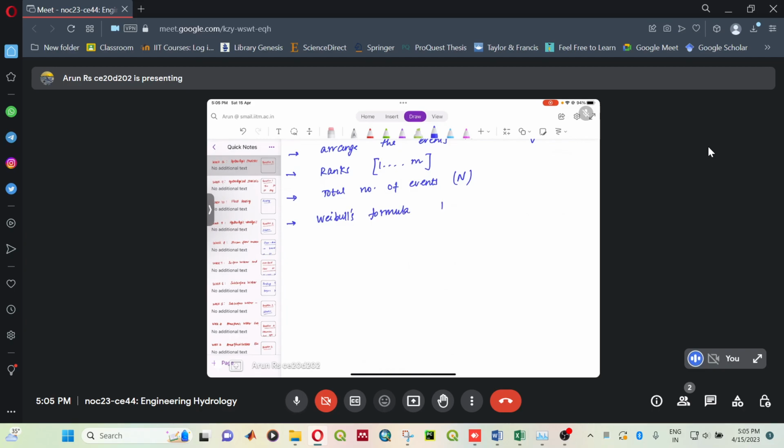In Weibull's formula, we have the probability P is equal to m divided by n plus 1, which is also equal to 1 by T, which is the inverse of the return period. And we have the Hazen's formula. P is equal to m minus 0.5 divided by n, which is equal to 1 by T.